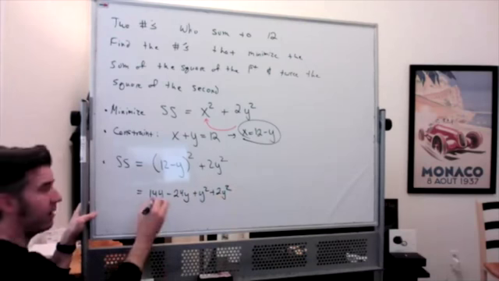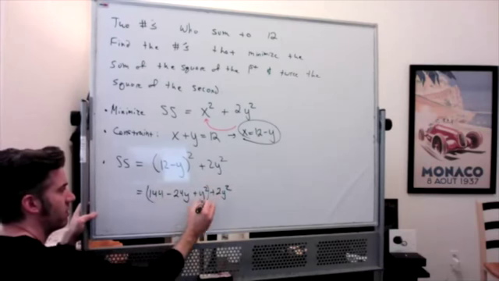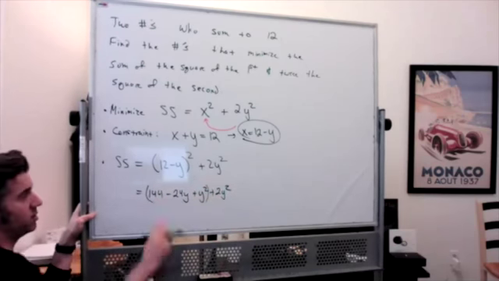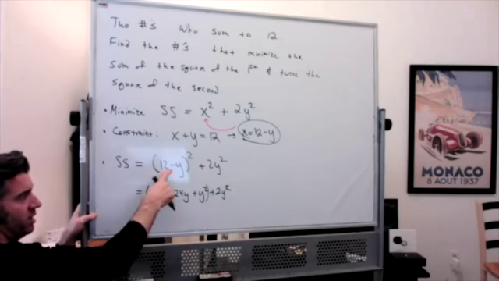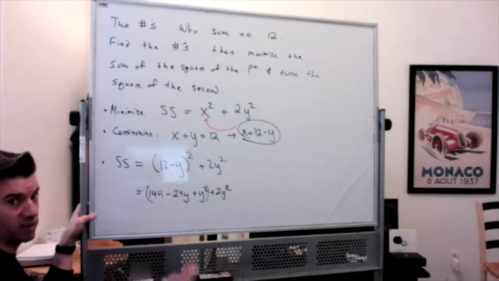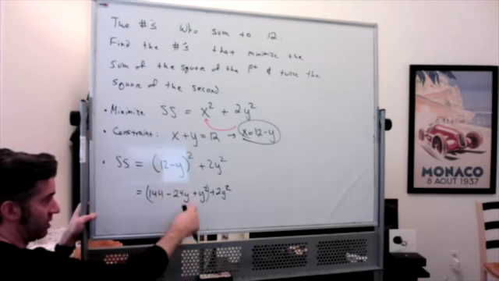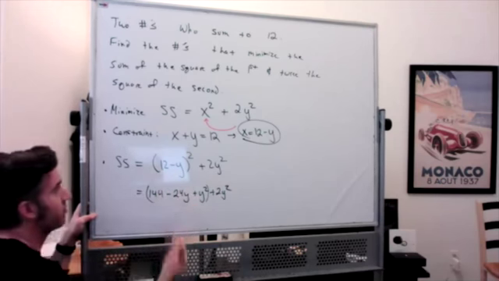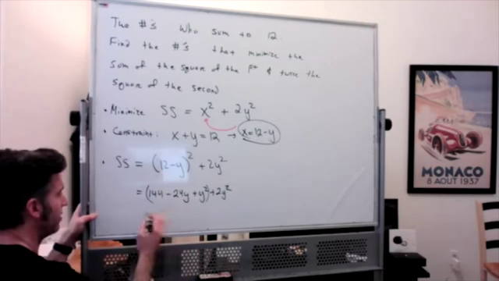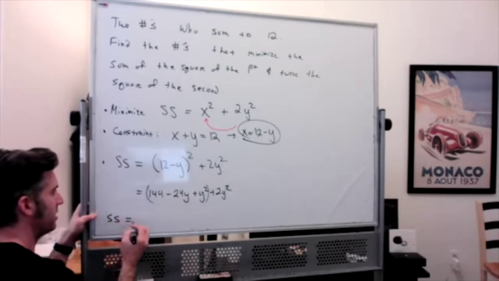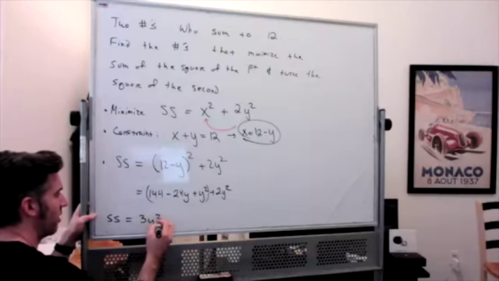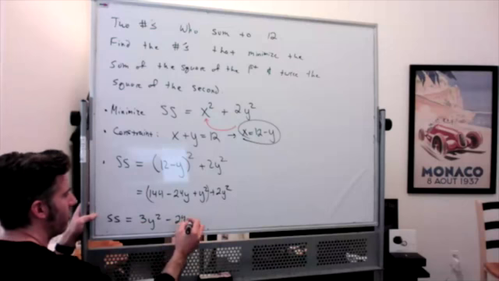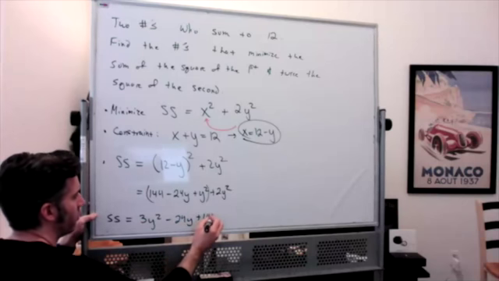Are there questions about this part specifically? I'm just doing the first thing squared plus 2 times the first thing times the second thing, which is 2 times 12 times negative y, plus the second thing squared. Negative y squared is y squared. So then simplifying this just a little bit, you get that SS is equal to y squared plus 2y squared, which is 3y squared minus 24y plus 144.